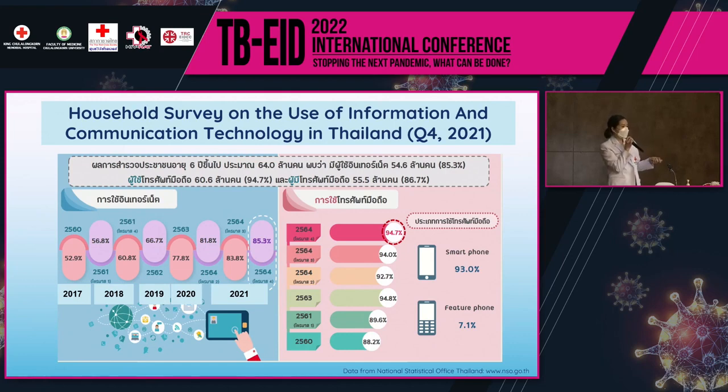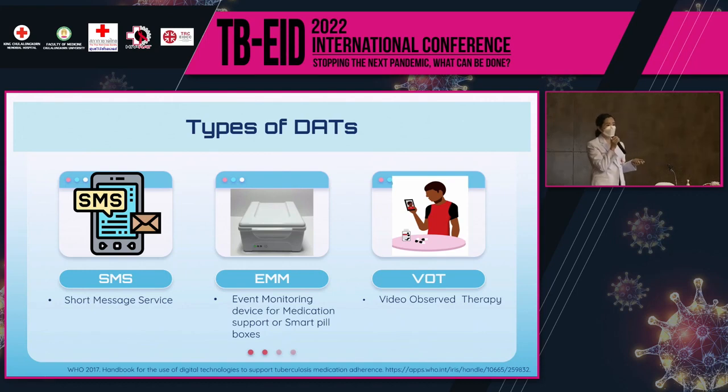The left-hand side shows that internet use has increased substantially in recent years. Since 2017, about 55% used the internet, but it has increased over the years, especially after 2019 when we had the COVID pandemic, up to 85.3% in the last quarter of last year. So our lifestyle has become very heavily involved with digital technology.